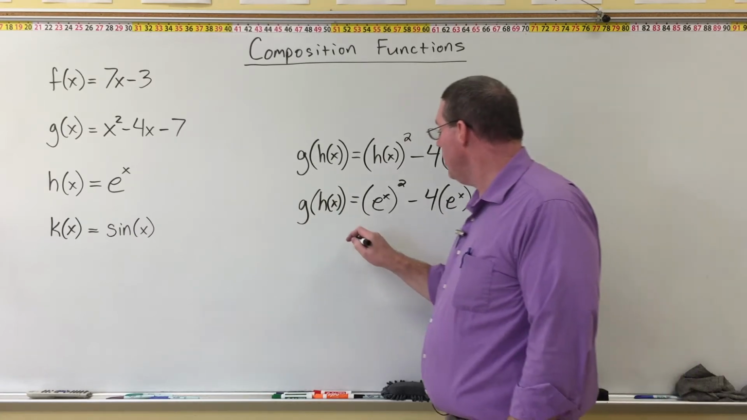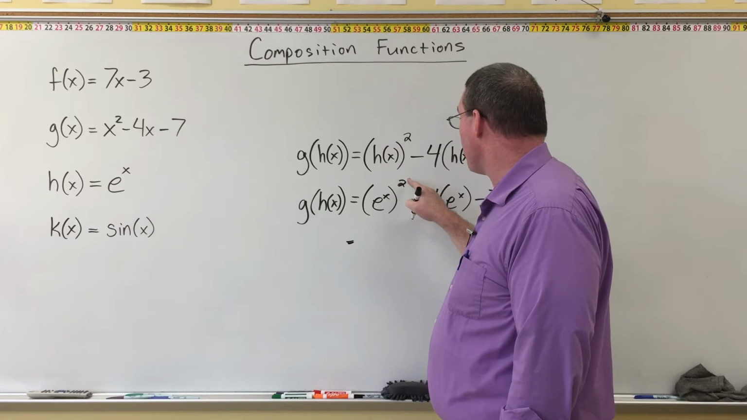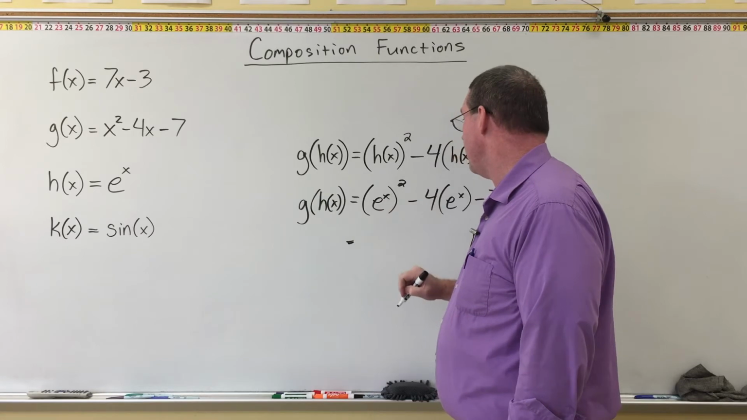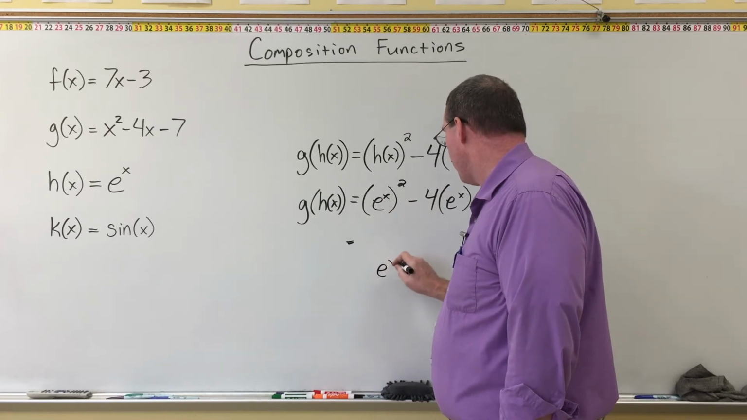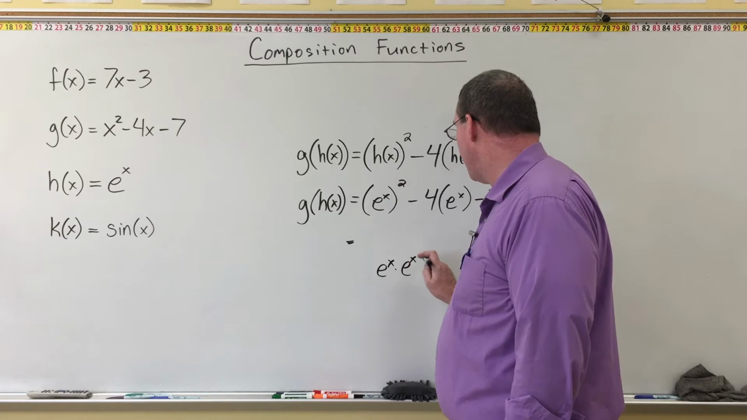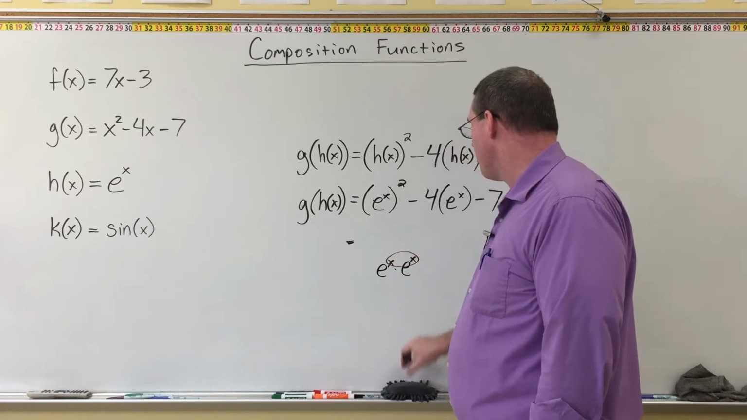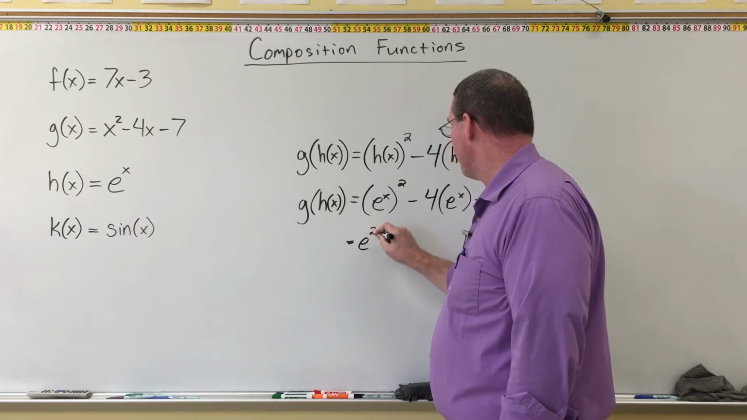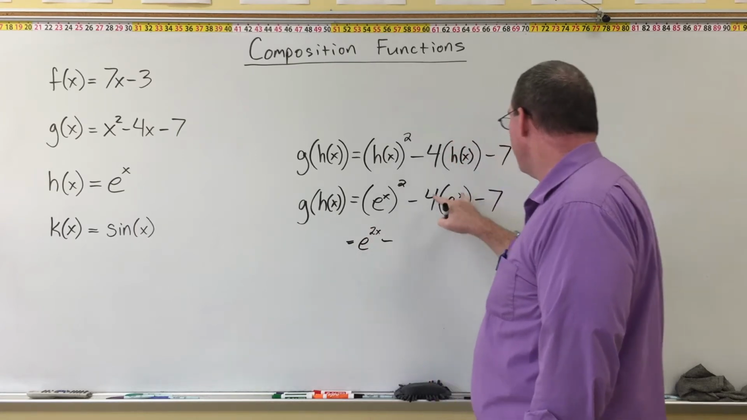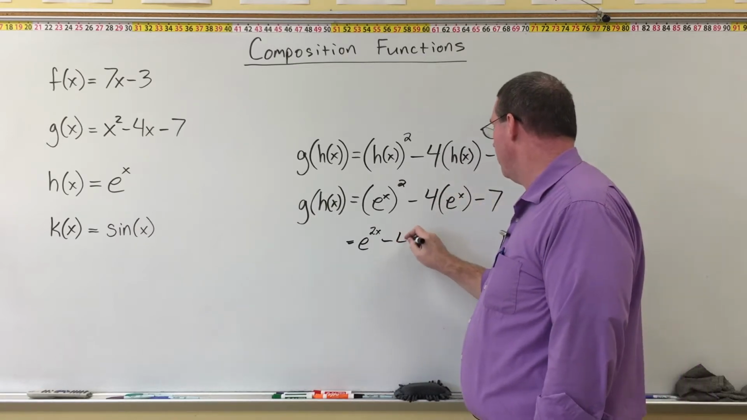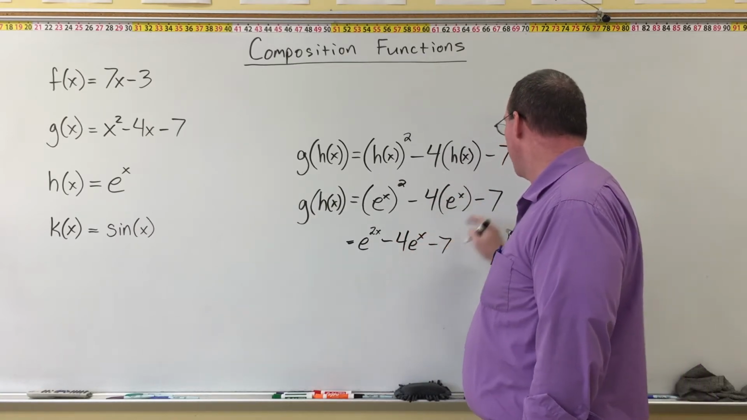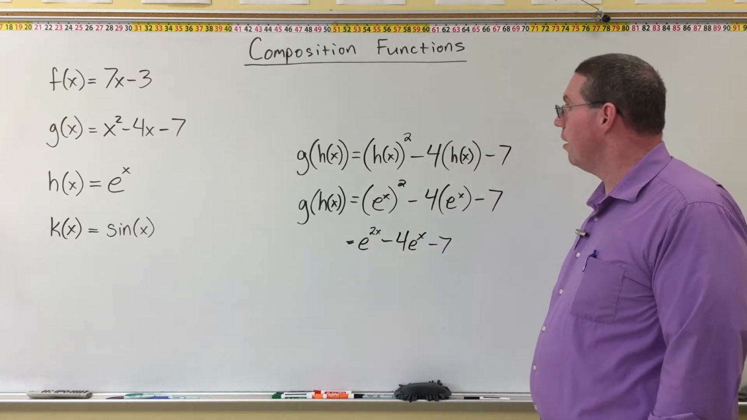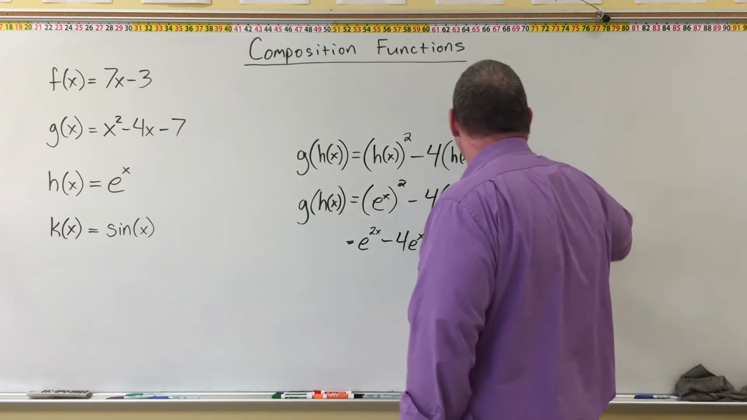Okay? Now you could simplify this. E to the x power squared, in this case, is e to the x times e to the x, and you know that whenever you multiply a common base, you can add together the exponents, so it would be e to the 2x. So this would be the same thing as e to the 2x, minus, we don't need these parentheses because there's nothing to distribute, 4e to the x, and then minus 7, okay? And here is your composition function, g of h of x. Okay. All right, let's try another one.